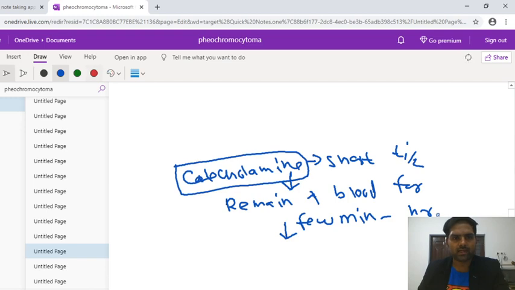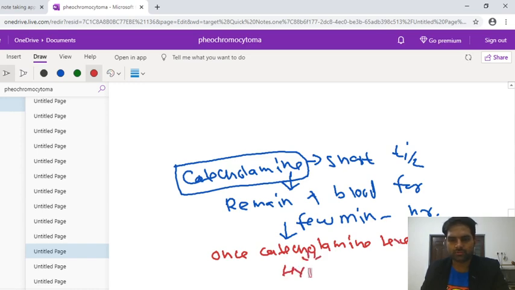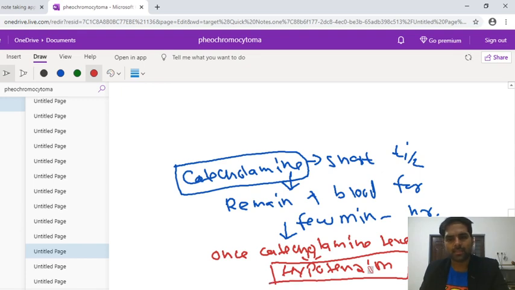Now, once this catecholamine level starts falling, then what will happen? The patient will have hypotension. So pheochromocytoma is not only about the hypertension, it is also about the hypotension. So the patient will have the hypertension, which is followed by the hypotension.